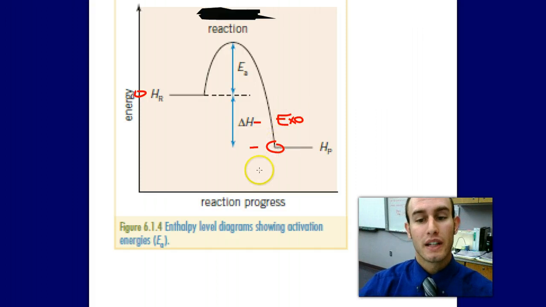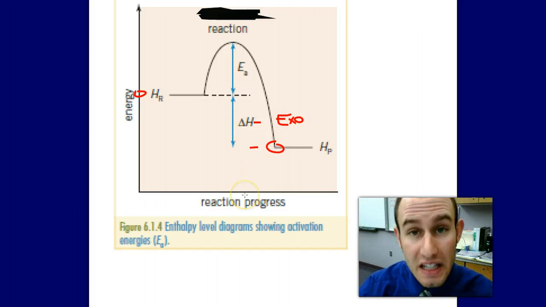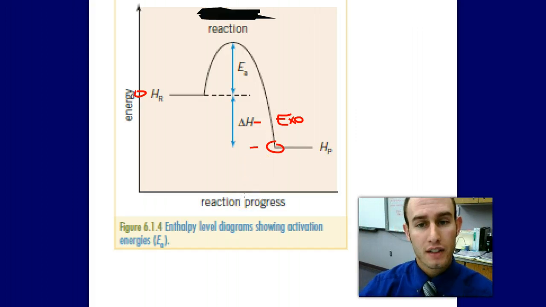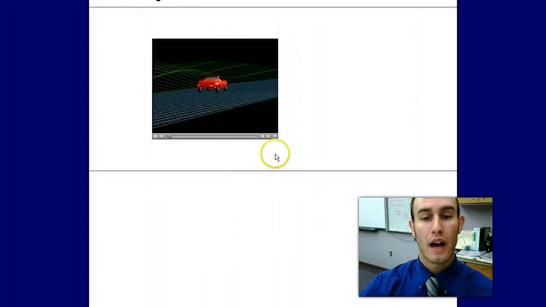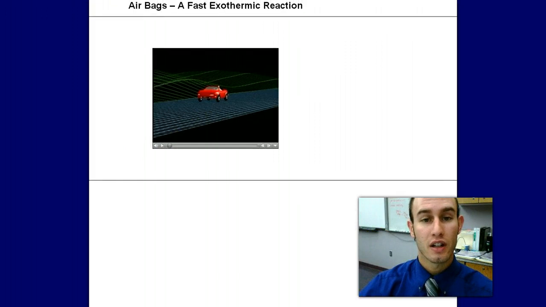Real quick, I want to take a second and watch a video on real-life examples of how endothermic and exothermic processes affect your life. And one video that basically we can use here is airbags and looking at them in your vehicle. So let's watch this short clip.